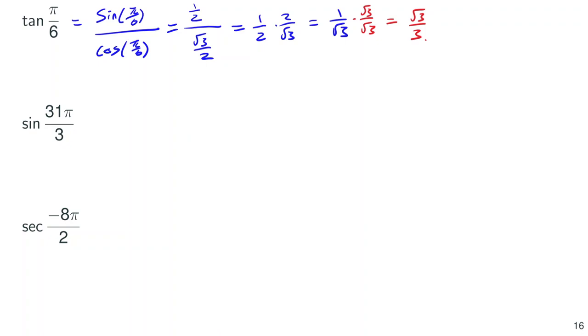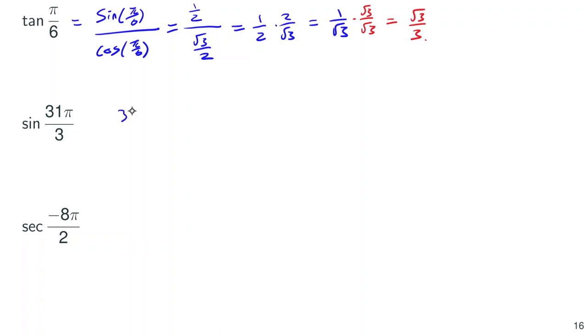Let's look at sine of 31 pi over 3. You notice that 31 pi over 3 is not on the unit circle. So that means we need to find the angle that is coterminal to 31 pi over 3, and then we can find the sine of that angle. We could keep subtracting 2 pi until we get an angle, but there's a little faster way.